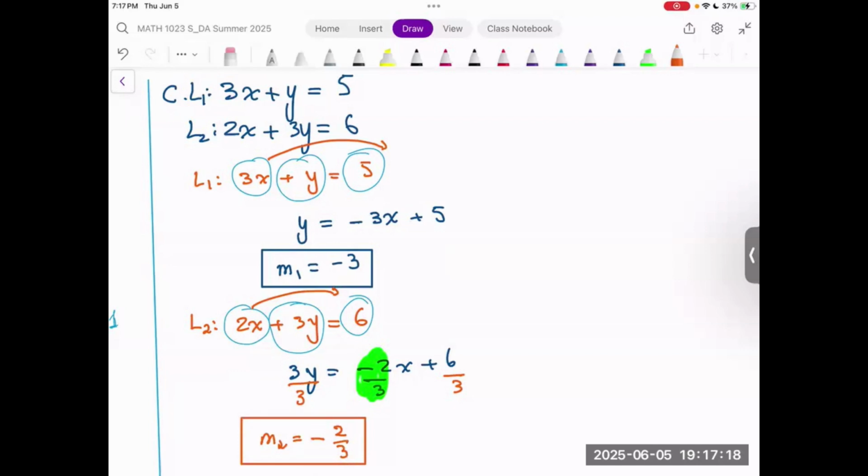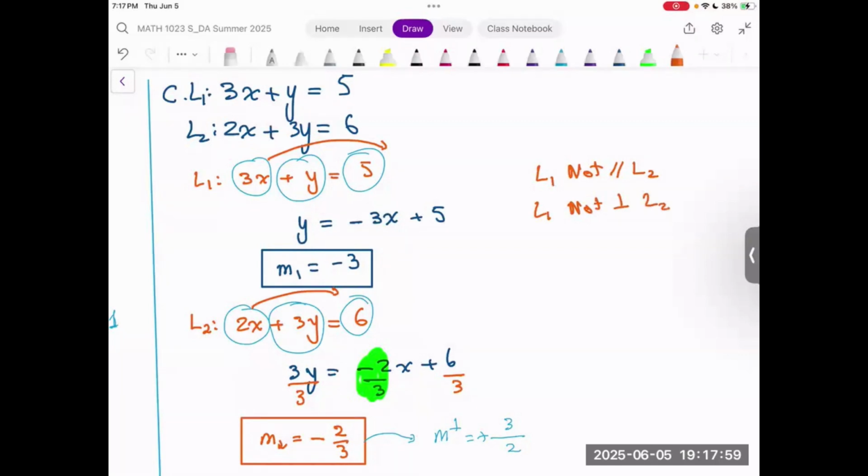Now, are they the same? This is the easiest part. Obviously not. All right. Suppose you are even confused about whether they are perpendicular or not. What is the perpendicular to the second one? It's going to be the flip of the fraction. It's going to be 3/2. And instead of negative, it's going to be positive, right? Is it the same as negative 3? No. So they are not perpendicular. They are not parallel. All right. L1 is not parallel to L2. L1 is not perpendicular to L2.